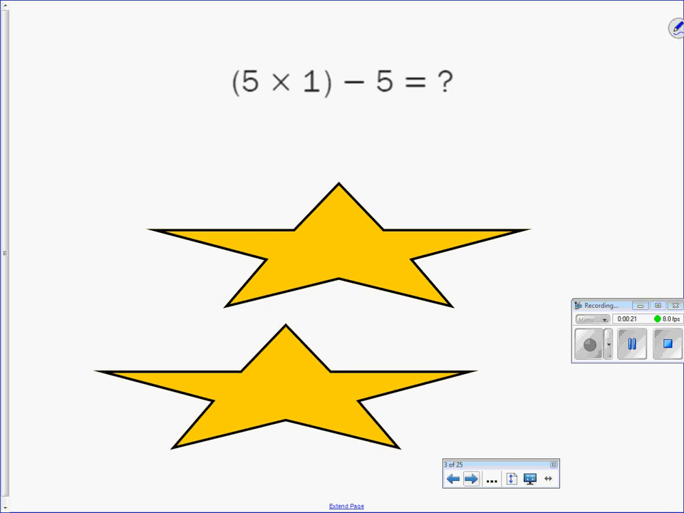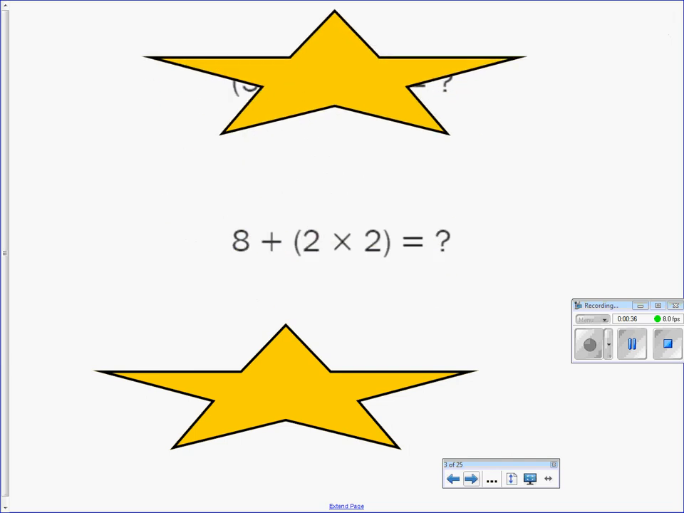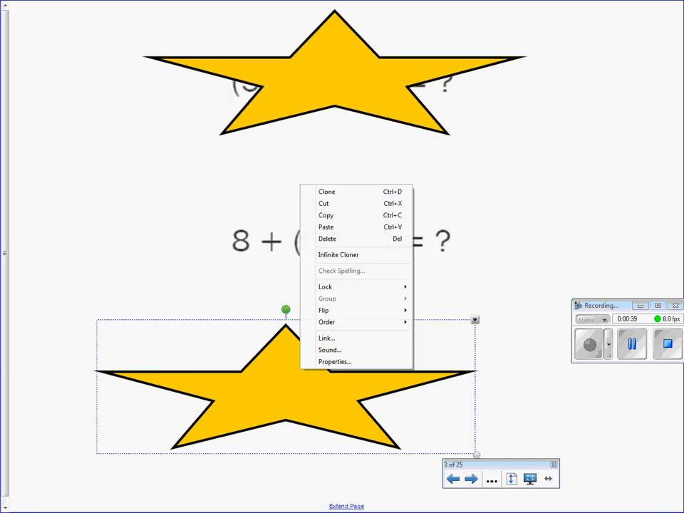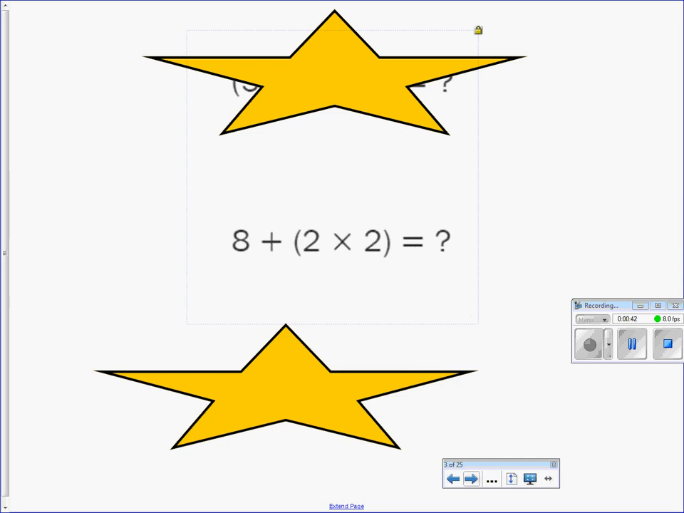Five times (1 minus 5). So 5 times 1, remember we do our parentheses first, minus 5 equals 0. Okay, next one. 8 plus (2 times 2) equals what? Well, my 2 times 2 is in parentheses, so I'm going to do that first, which is 4. 8 plus 4 equals 12. And remember, boys and girls, make sure you're rewriting your new equation down.